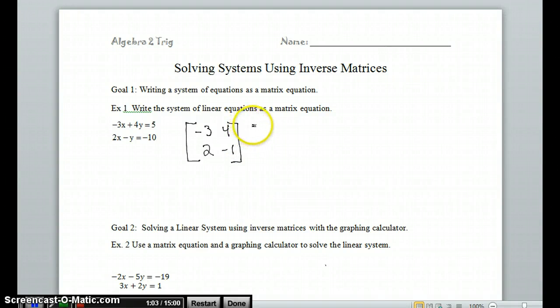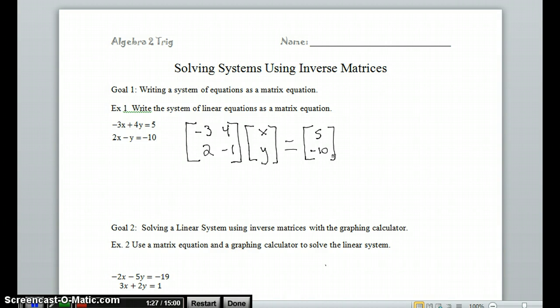Now I'm going to have to multiply those by the variables. So the variables do come into play in our equation. It's just going to be written as another matrix right here, and equal to the constants. So 5, -10. Now we've actually met goal 1.